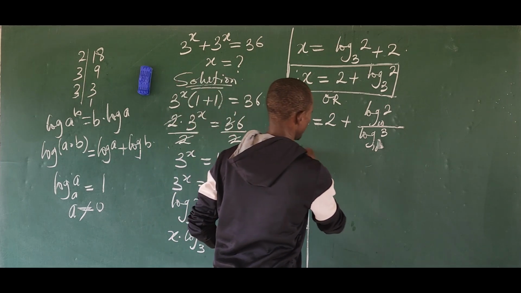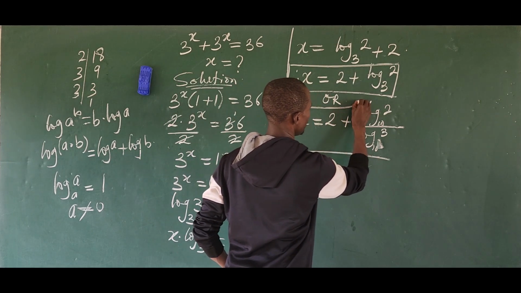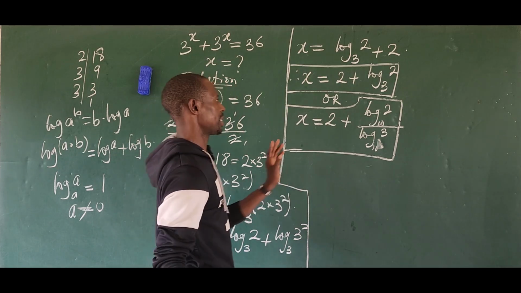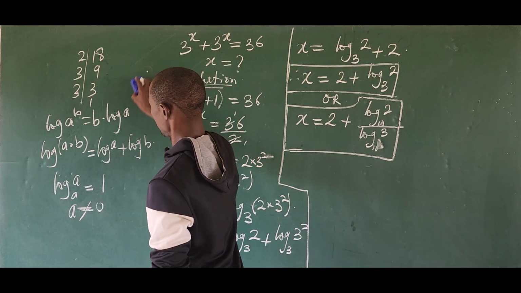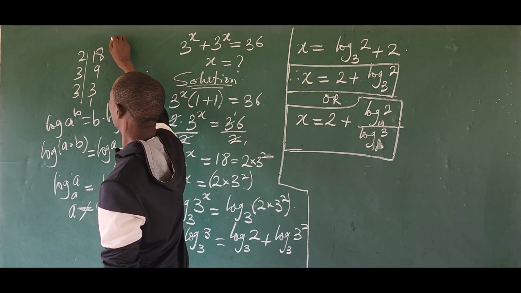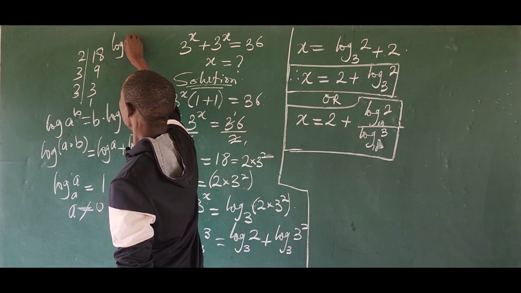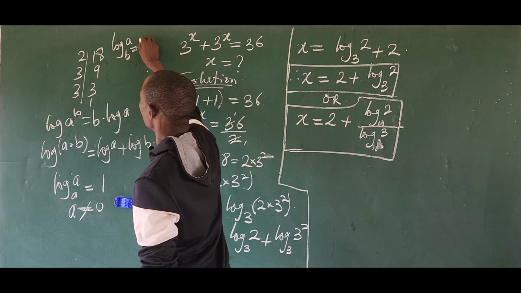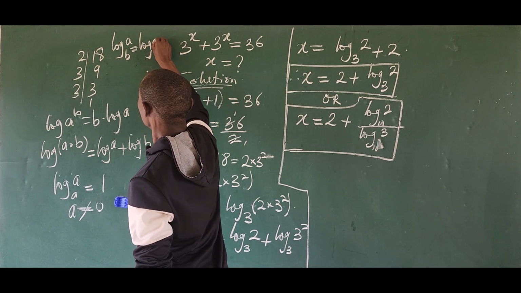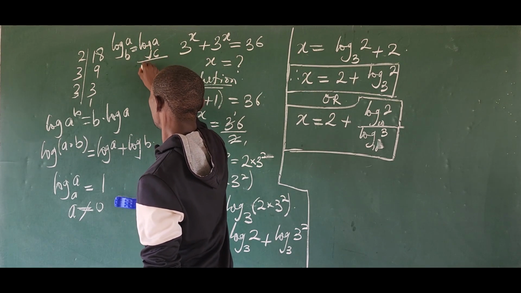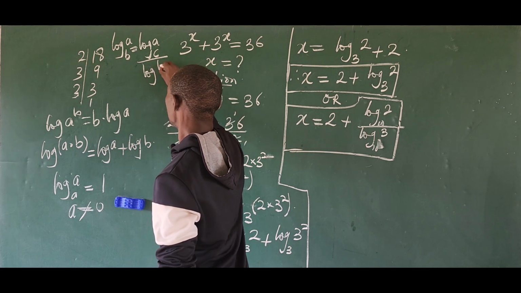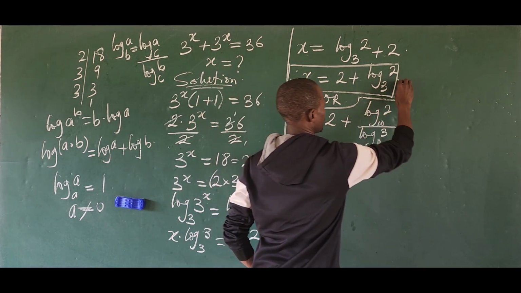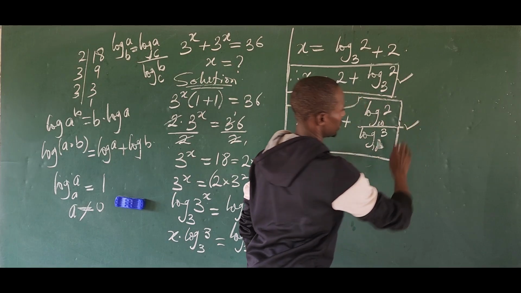Here, I applied what is called the change of base rule, the change of base law. And it says that if you have log A base B, you can change this to base C. That will now give log A base C all over log B base C. So that is the law I applied here. So the answer can be presented in this format or in this format.